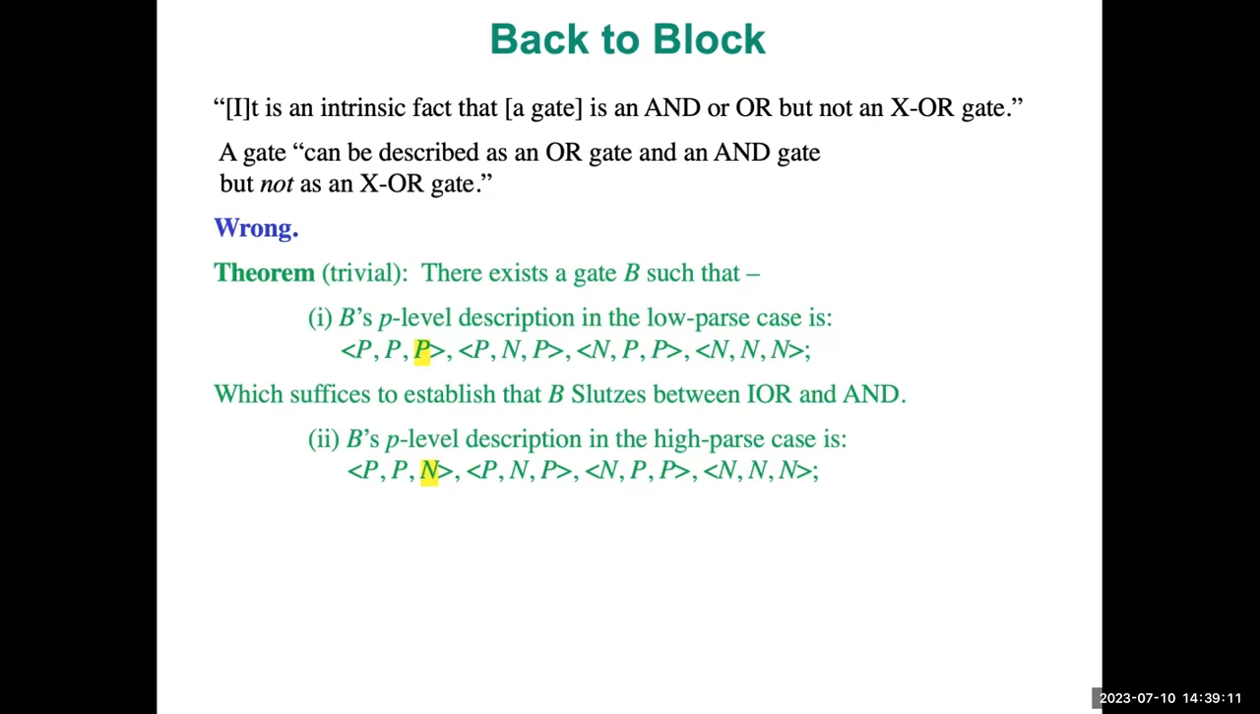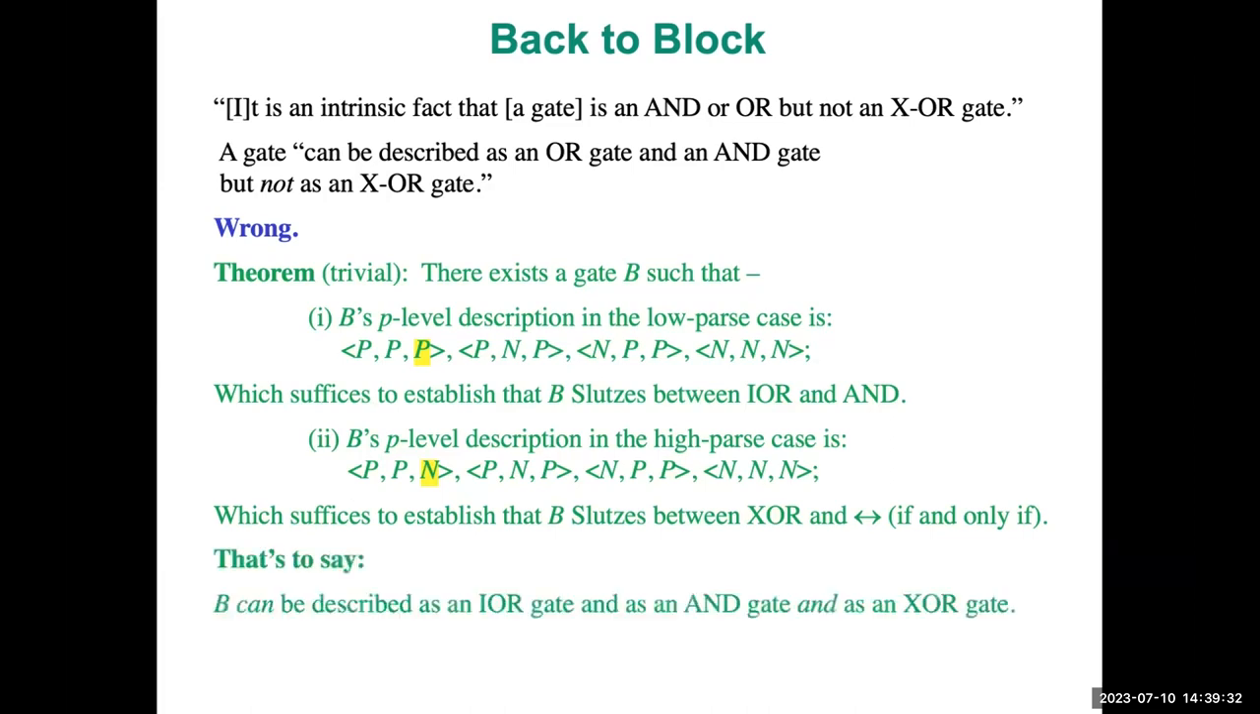So the fact that B has got this P-level description as well suffices to establish that B slusses between exclusive disjunction and if and only if. Once you've got this pulse table, then you just sluss away, and you get those two truth tables out, XOR and if-and-only-if. So that's to say that B can be described in those three ways, contrary to what Bloch said.